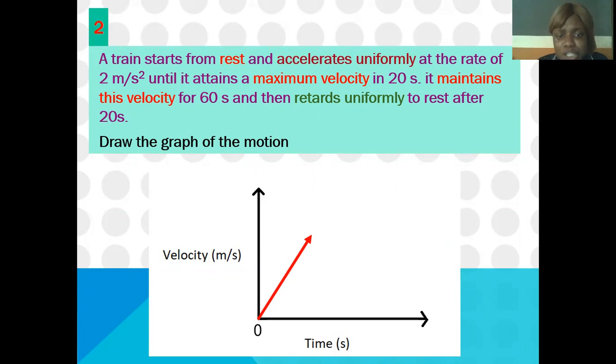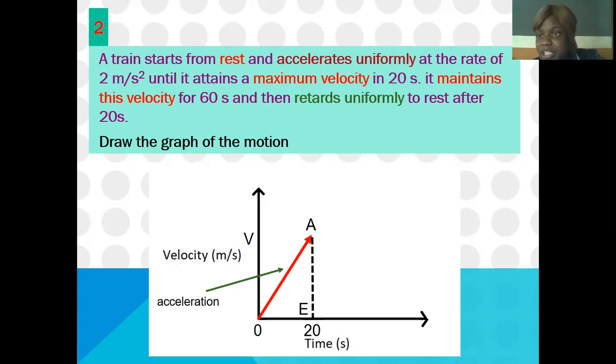Good. Now, you need to also label, let's just use A as our point there. Now remember that it attains maximum velocity at that point A. So I'm going to put a V there to indicate the maximum velocity. Now this whole thing is what we refer to as the acceleration part of the motion. Now the next thing. It attains a maximum velocity in 20 seconds. So you need to also put 20 seconds on the time axis. I'm just using letters, so you can use E or whatever letter you want, but you should be consistent with your lettering. So this is 20 seconds now. It has attained maximum velocity V.